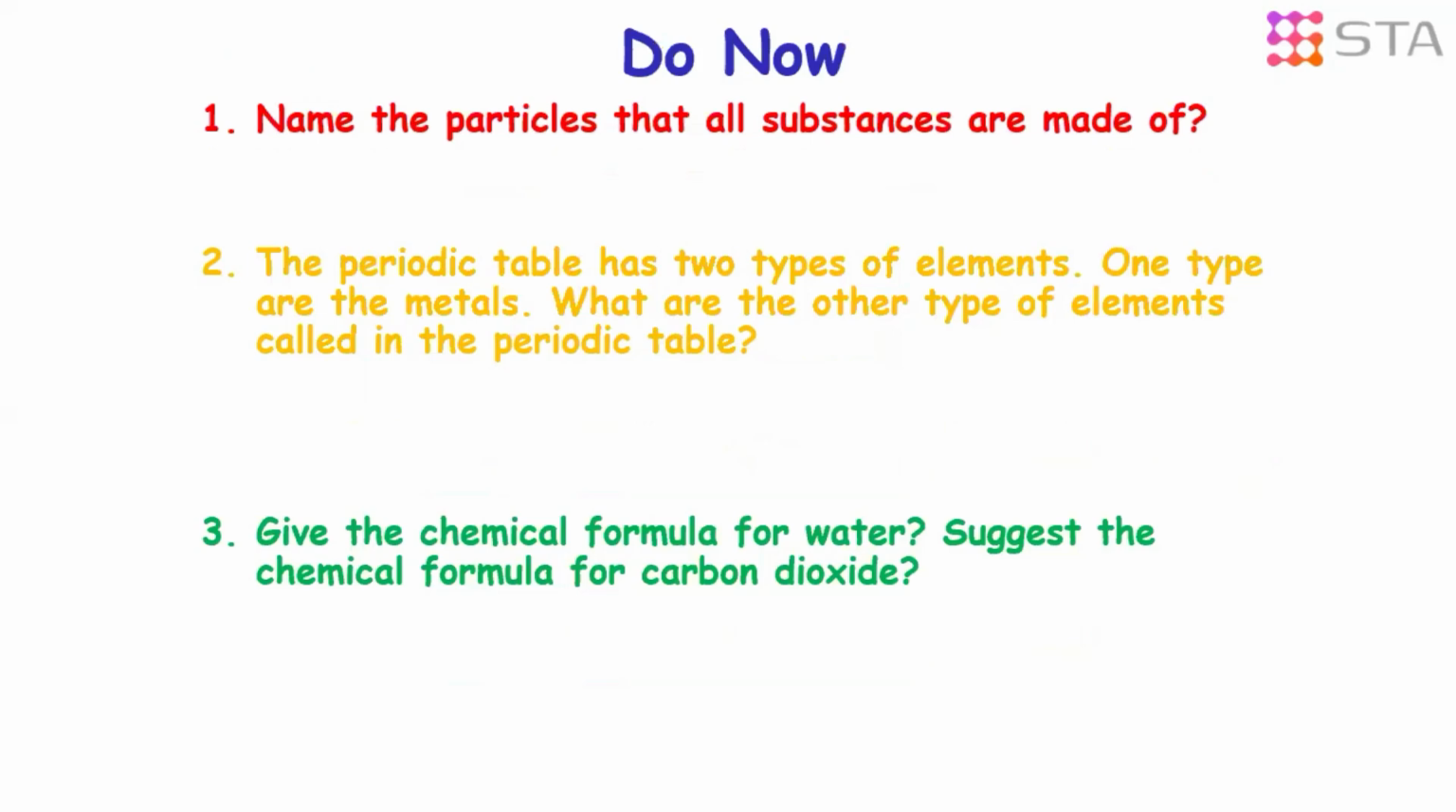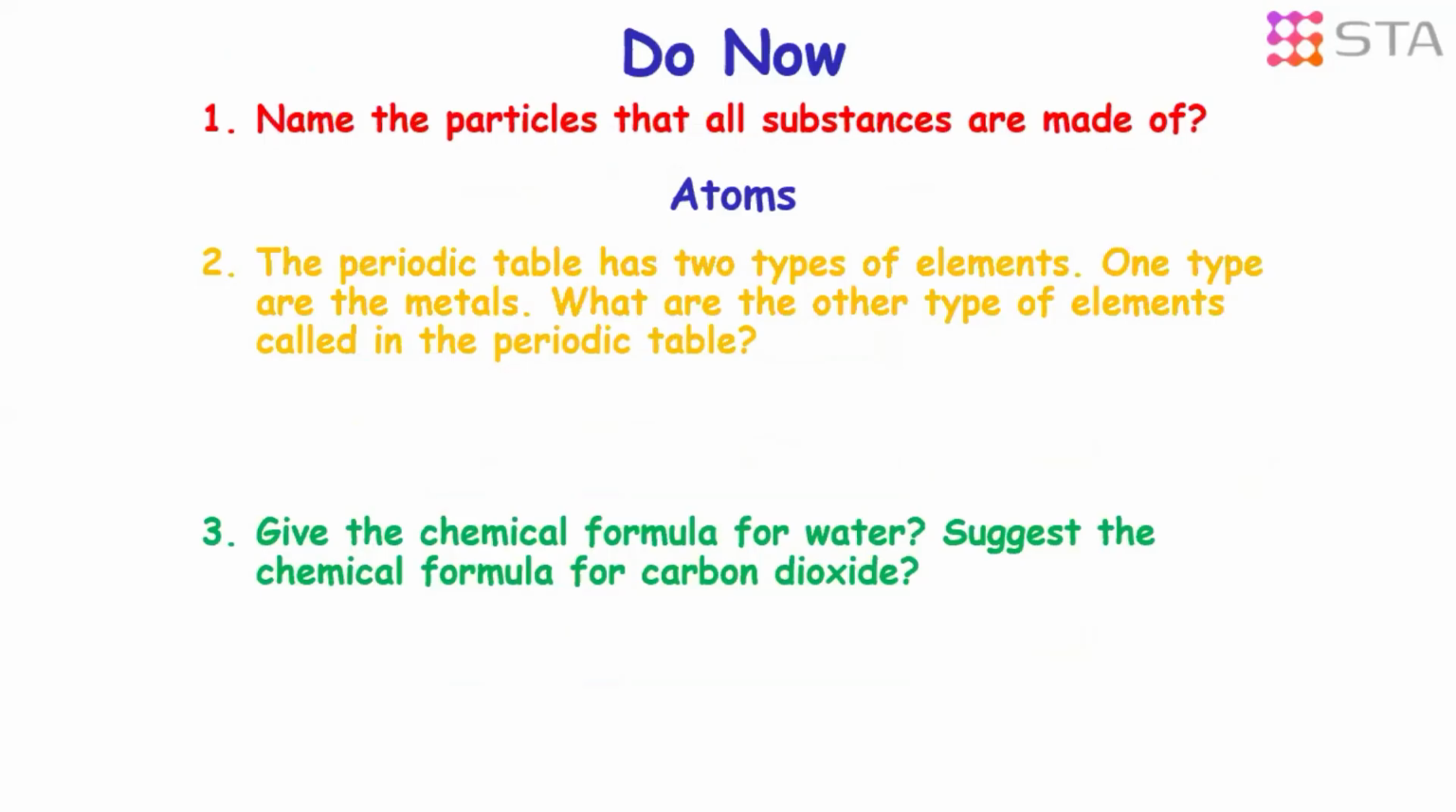All right, then, hopefully you've had a chance to complete those questions. Let's go through the answers. So question 1, name the particles that all substances are made of. The answer is atoms. Question 2, the periodic table has 2 types of elements. One type are the metals. What are the other types of elements called in the periodic table?